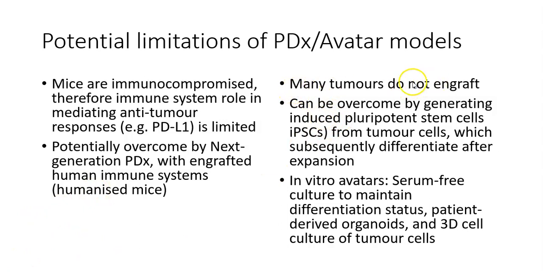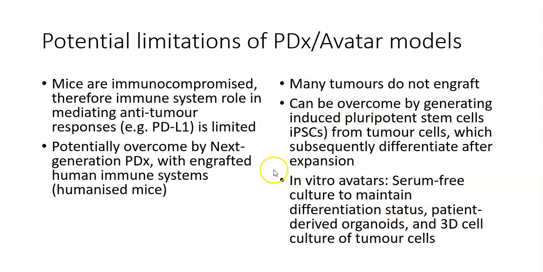One of the main problems is that many tumours don't engraft into the PDX models, and we've found this. We've tried to do this many times and got a relatively low 20-30% hit rate on this. Some groups are proposing to overcome this by generating induced pluripotent stem cells, so that would be transiently expressing OCT4, SOX2, KLF2 and MYC into tumour cells, de-differentiating them, causing them to undergo expansion, and then you've got many more cells to put into your mouse model, but this might add some artifacts in there.